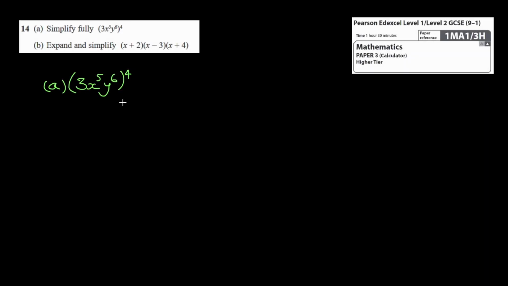Okay, straightforward algebra. We've got three terms, all raised to the power 4. Y to the 6th will be raised to the power 4. X to the 5th will be raised to the power 4. And 3 will be raised to the power 4. So writing this out, we've got 3 raised to the power 4.